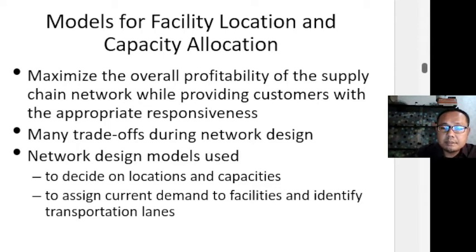So managers must consider many trade-offs during this network design. For example, building many facilities to serve local markets reduces transportation costs and provides a fast response, but it increases the facility and inventory cost incurred by the firm. Okay, so managers use network design models in two situations. First, this model is used to decide on locations where facilities will be established and determine the capacity to be assigned to each facility. So managers must make this decision considering a time horizon over which locations and capacities will not be altered. Second, this model is used to assign current demand to the available facilities and identify lanes along which product will be transported.